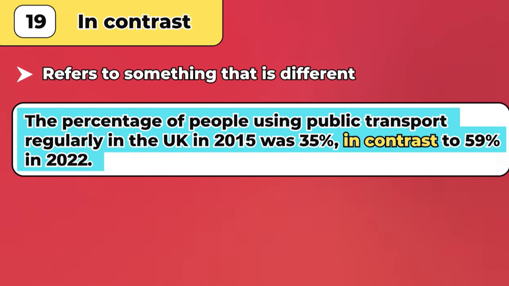The linking phrase in contrast is used to refer to something that is different. For example, the percent of people using public transport regularly in the UK in 2015 was 35%, in contrast to 59% in 2022.